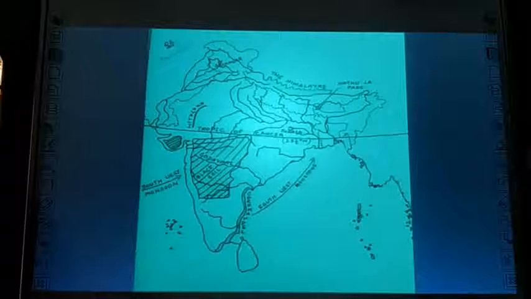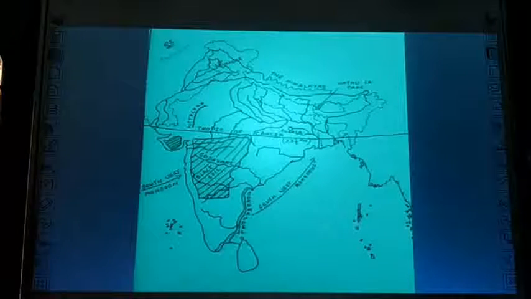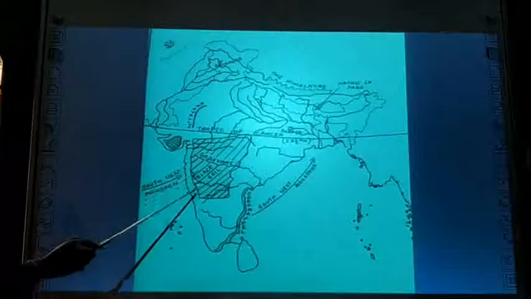Next, shade a region covered with a soil which has self-ploughing property. Well, black soil is a soil having self-ploughing property. It is suitable for the cultivation of cotton. In India, it is suitable for cotton cultivation because of its clay nature. Well, black soil is found here, in the districts of Maharashtra.